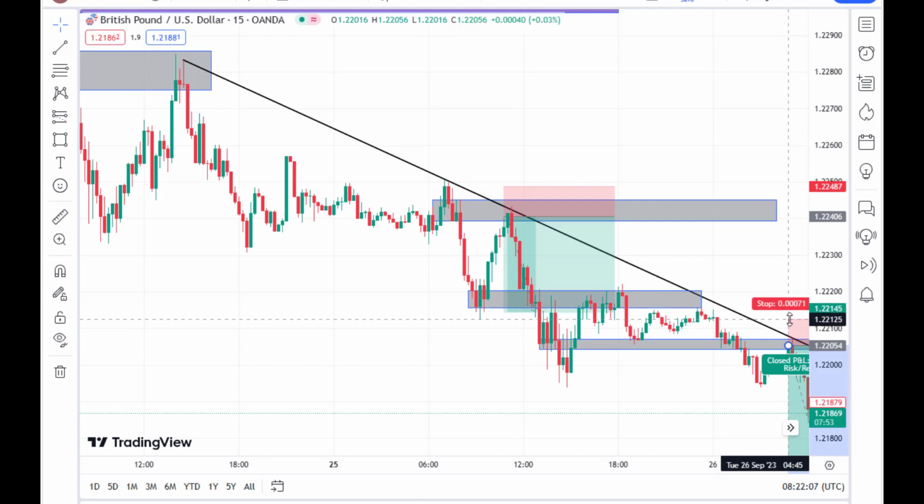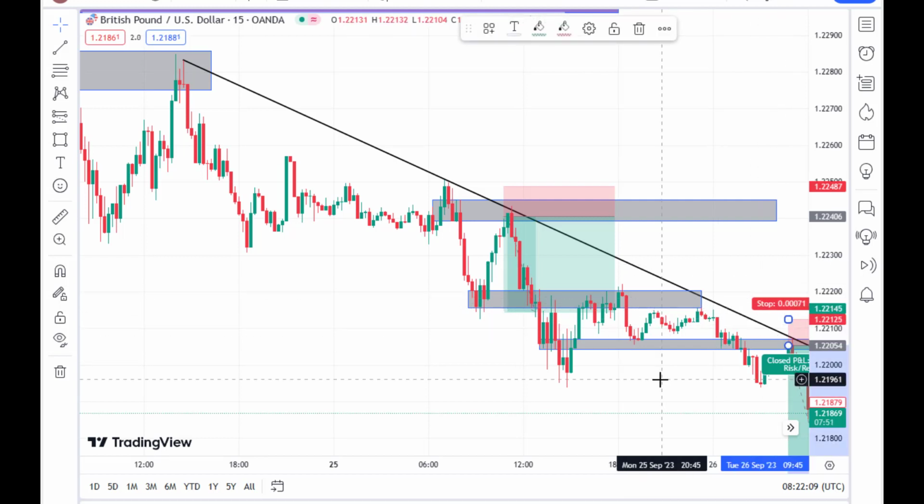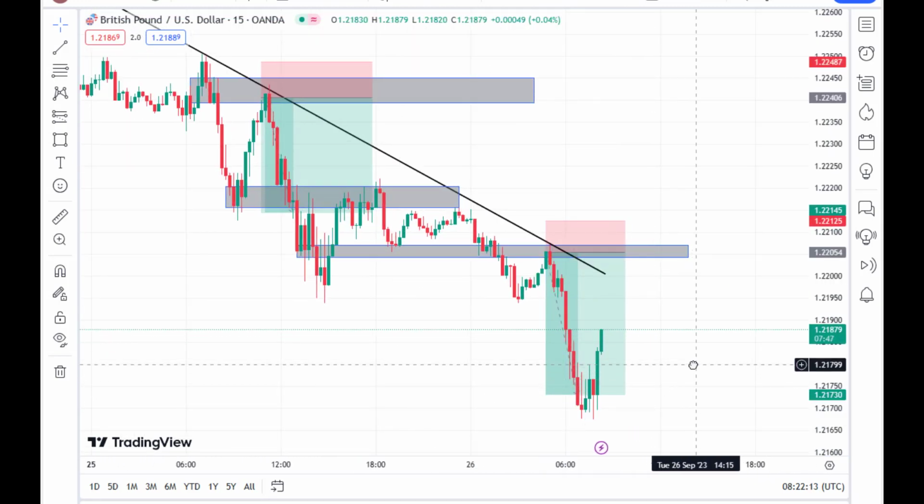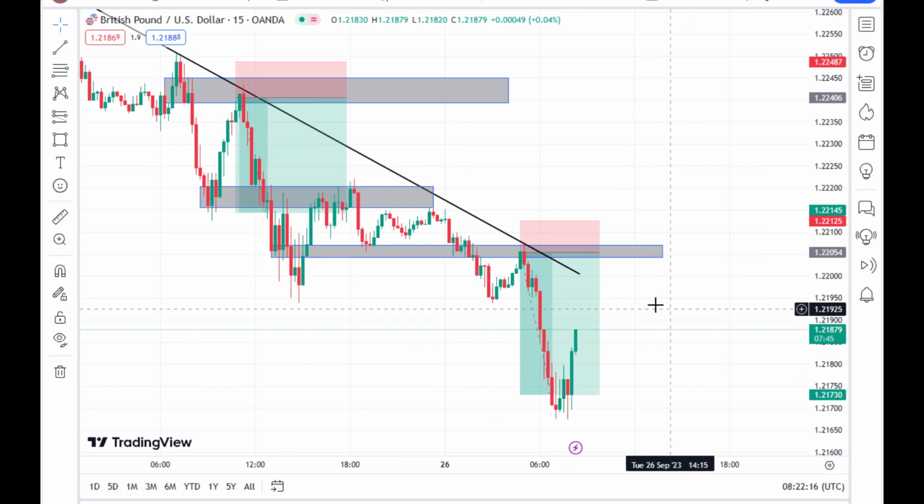We short there, stop loss a little bit above the zone. In this situation you just extend and price drops. You can see, guys, that is very powerful. And right now we have price still pulling back to the same zone.